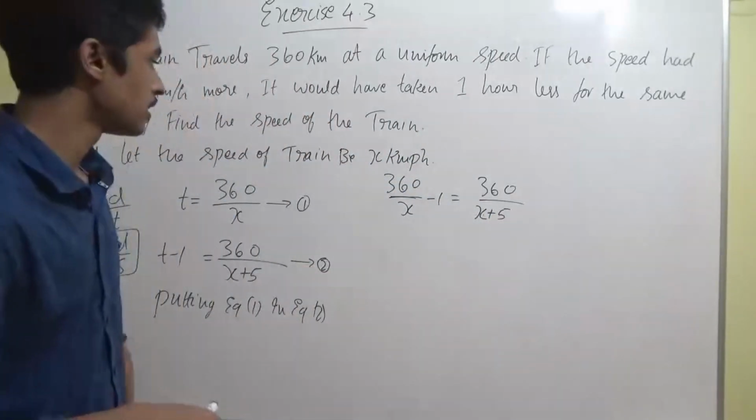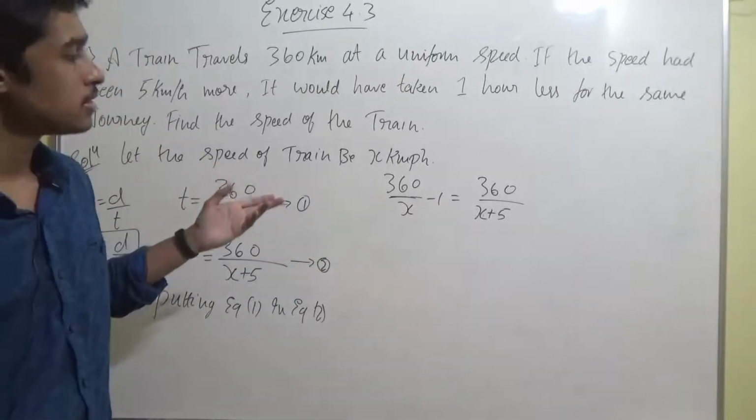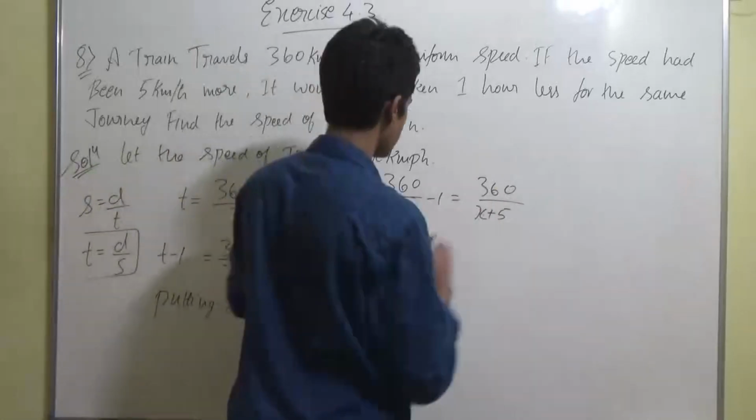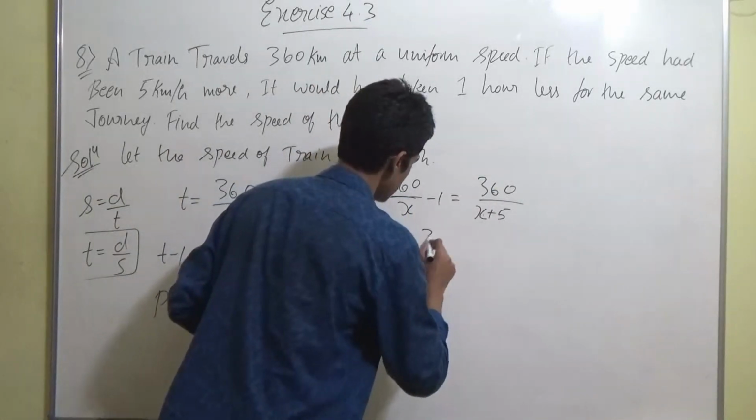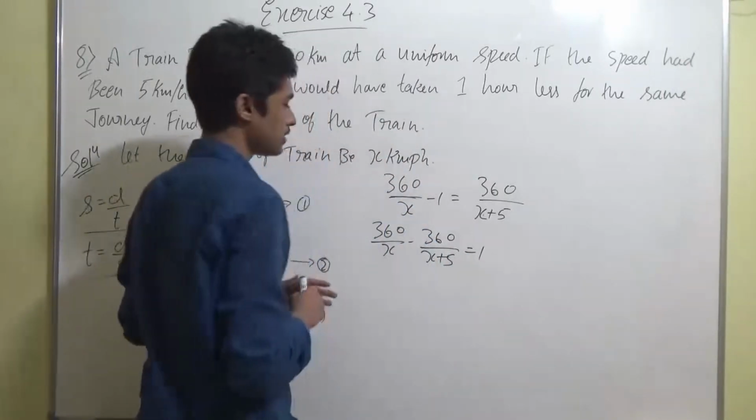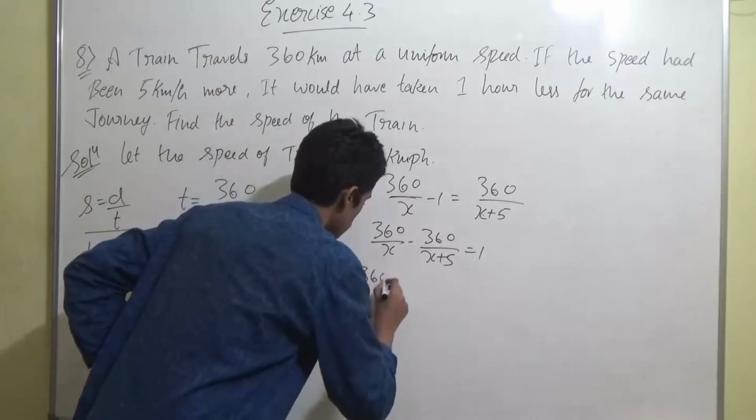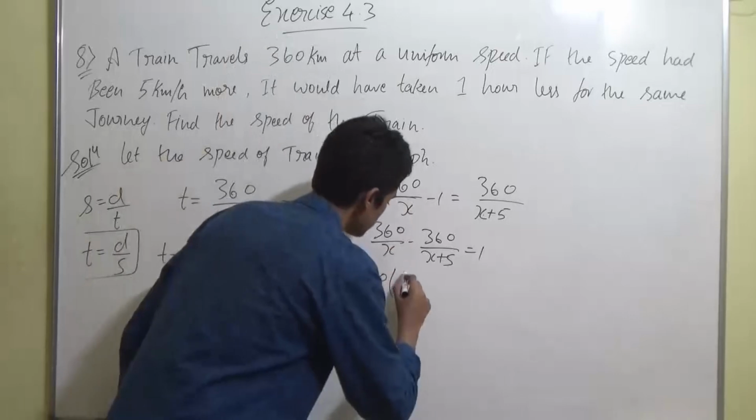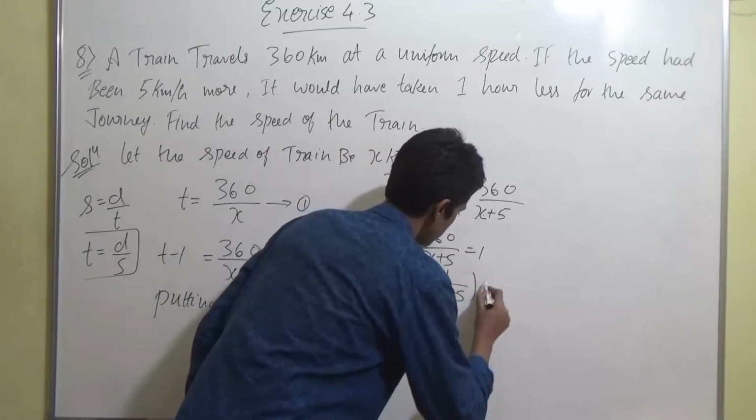Now what we'll do, guys, we'll bring all the variable terms to one side and keep this one on the other side. That time it will become like 360 by x minus 360 by x plus 5 equal to 1. Okay guys, this is the equation. Now we'll take 360 in common. If we take 360 in common, what will be inside? Inside it will be 1 by x minus 1 by x plus 5 equal to 1.